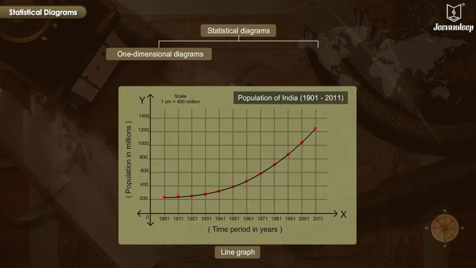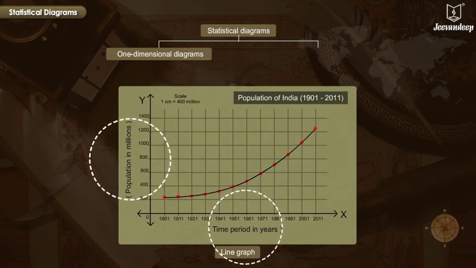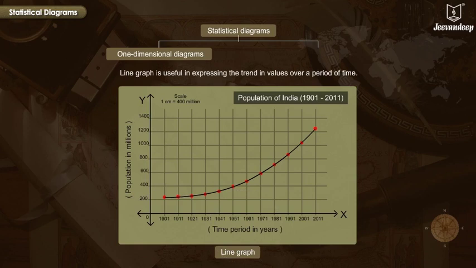Line graph. This is a one-dimensional diagram showing two elements with time usually on the x-axis and population or any other factor on the y-axis. It is useful in expressing the trend in values over a period of time, such as population growth, industrial growth, profit, etc.